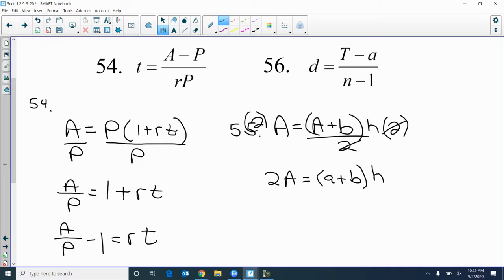So anytime you multiply it, those 2 values cancel. You don't actually end up multiplying by it, theoretically. The 2 doesn't get multiplied. So once you have that, now you can divide by that quantity A plus B. You wouldn't need to distribute here because we are solving for the H. 2A over A plus B equals H.